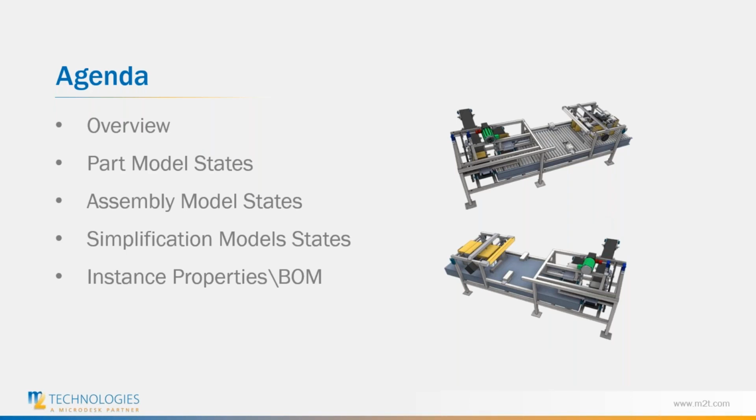So we're going to cover several main areas today. A quick overview, then we're going to review part, assembly, and simplification model states, and also the instance properties that you can use for managing the bill of materials and the parts list.